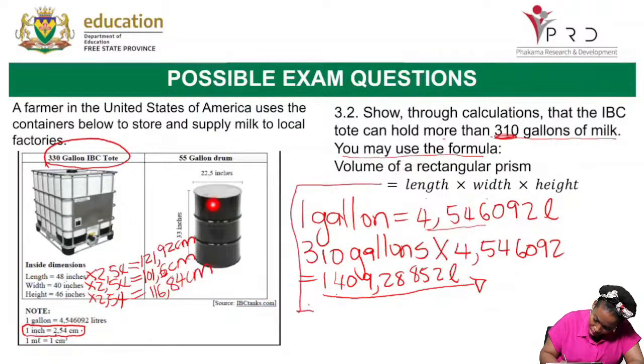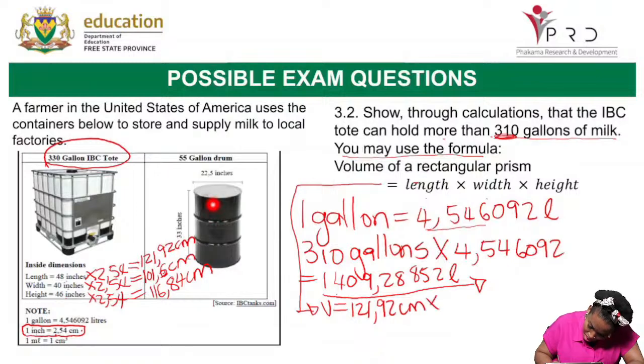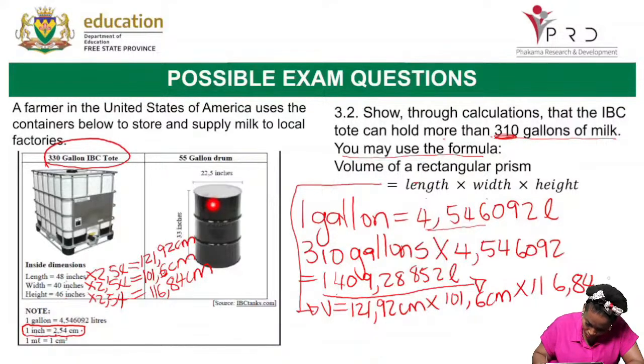And then we're taking it back now. We are substituting into the formula: volume equals, what is the length? The length is 121.92 centimeters. What is the width? It is 101.6 centimeters. What is the height? The height is 116.84 centimeters.